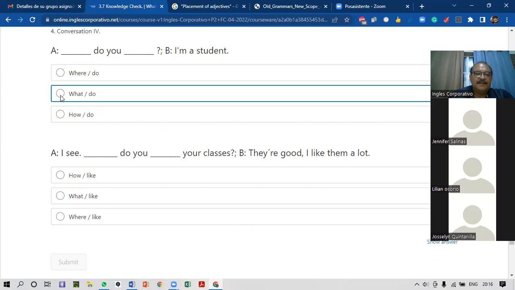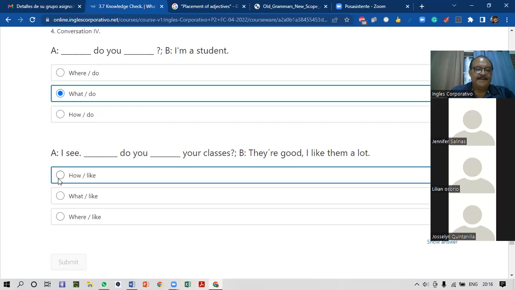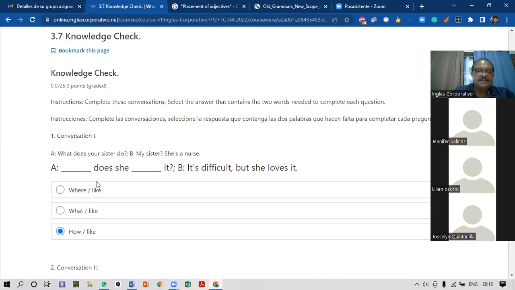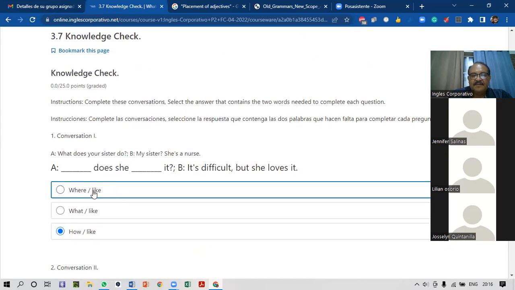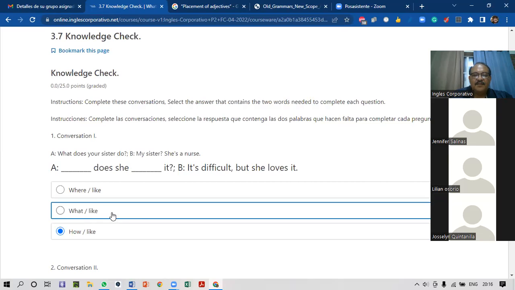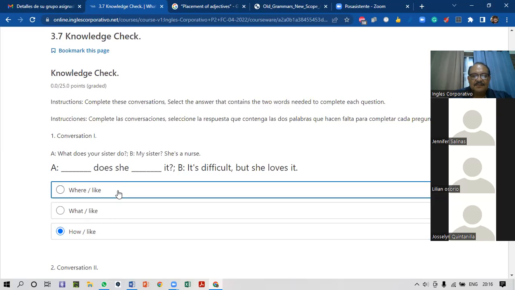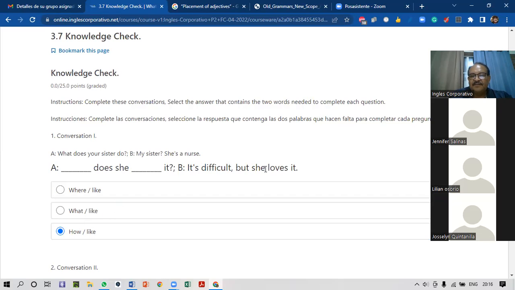What do? Okay, excellent. And the last one? How like? How like? Okay, now look at this. How like can be answered in different ways, right? For example, since it's an opinion, como es una opinión, se puede responder de diferentes maneras, okay? La pregunta, si hablamos de where does he work, solo va a cambiar el nombre del lugar o empresa de trabajo. What does he do? Solo vamos a cambiar el nombre de la profesión. Okay? Pero how does she like it? For example, it's difficult, but she loves it. Es difícil, pero le encanta.